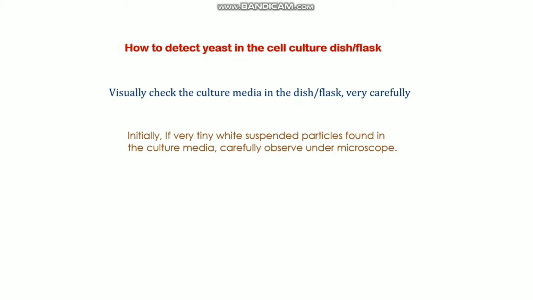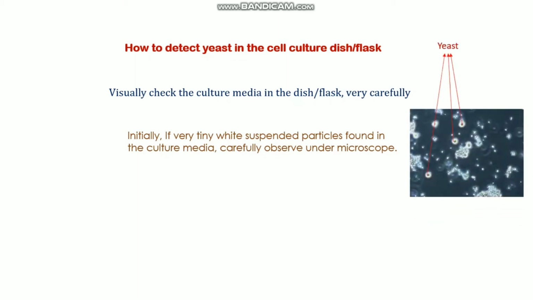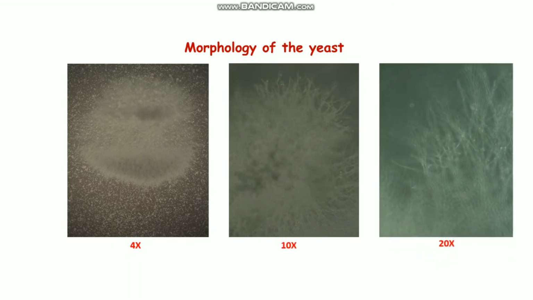After a couple of days, you might get colony formation suspended in your cell culture media. But initially, when you check under the microscope, you will see this kind of yeast morphology. Here are the 4x, 10x, and 20x images of the yeast. These are very unique shapes, so if you know the morphology of the yeast, you can easily recognize yeast contamination.